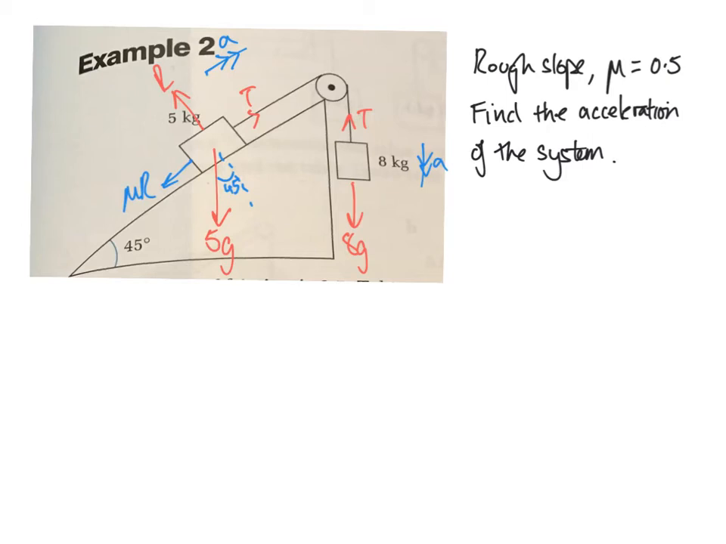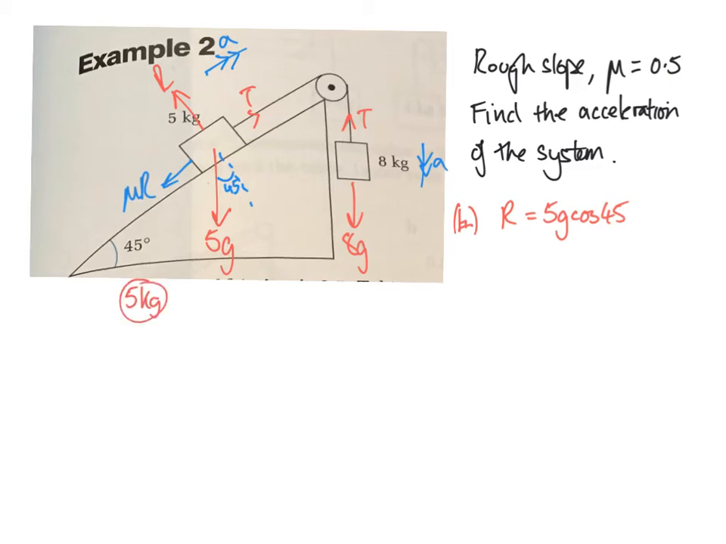Now, once we've done that, instead of resolving vertically to find R, this time, because it's at an angle, we need to resolve perpendicular to the slope to find R. And you'll see then that R is equal to 5g cos 45. I'm going to leave that for the minute. Now what we're going to do is look at each individual particle. So let's look at the 5 kilogram particle to start with.